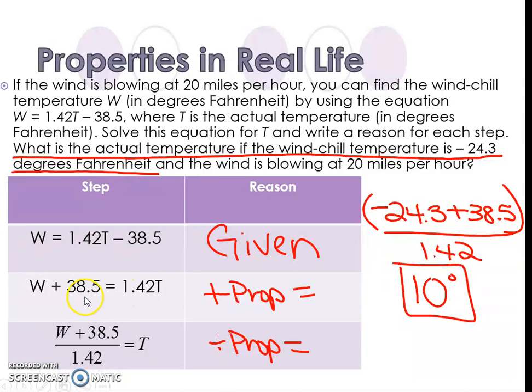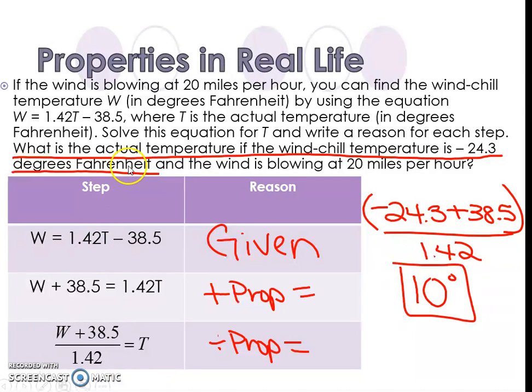And then we're going to divide each side by 1.42 because we're solving for T. We're going to isolate T. So when you divide each side by 1.42, that's DPO, division property of equality. So T equals this formula. In order to find the actual temperature, the formula is W plus 38.5 divided by 1.42.